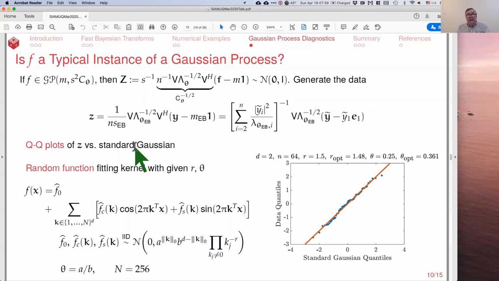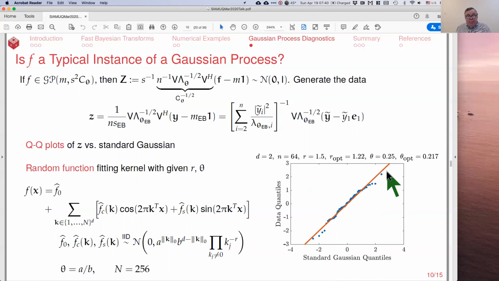This is a random function that we have cooked up to fit a known R and a known theta using lattice sampling. So this is all done using lattice sampling. And in this case, where we have randomly shifted data sites, we have a random function. The known R is 1.5. The inferred R is 1.48. I would say that's pretty good. The known theta is 0.25. The inferred is 0.36. A little off, but maybe acceptable. And when we look at this data, it lines up pretty well. This is using n equals 64, so we have 64 points that should lie close to this line.